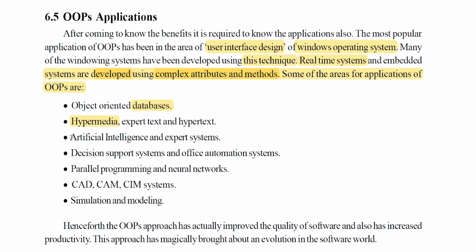Artificial intelligence and expert systems. Artificial intelligence is actually today's most important field of application of computer science. So what is artificial intelligence? You're making machines become intelligent artificially. I think this is one of the important concepts which is developing nowadays.